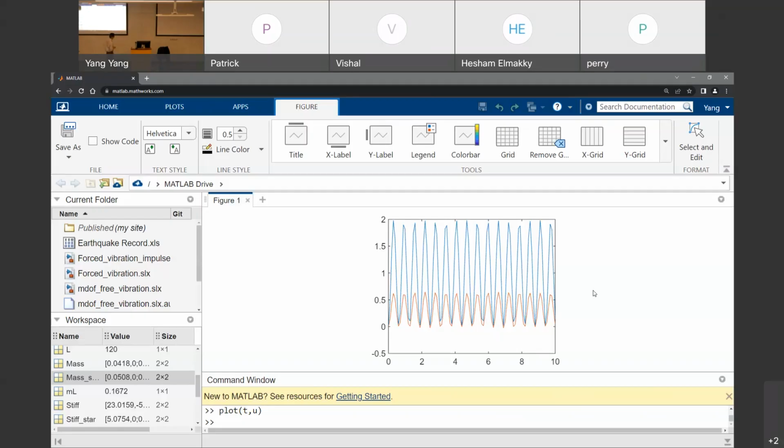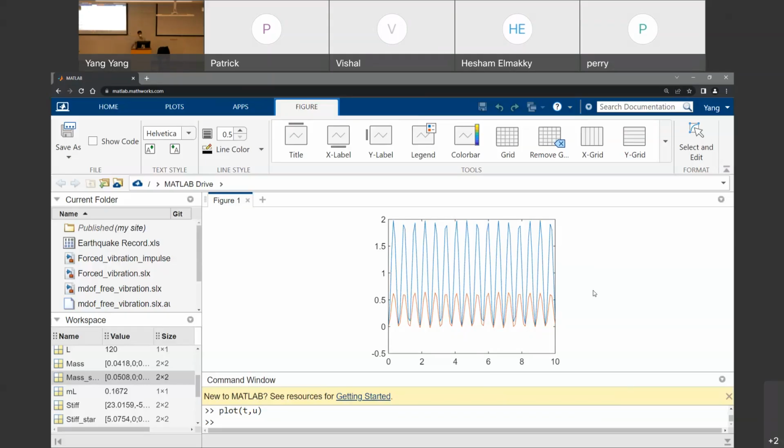If you compare the responses of this beam with the static deflection, what is the static deflection of that cantilever beam at the free end? So that's P L squared over 3 times EI, right? You will see that.